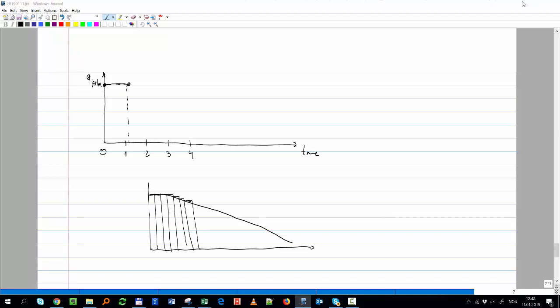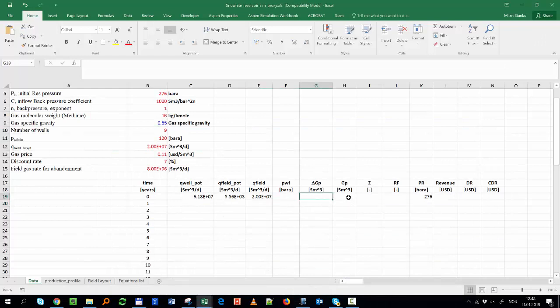Then I can calculate how much I have produced. When I start the field, nothing, right? GP is zero. How much I produced in that year, in the first year? Let's make a formula: it will be this rate, assuming it's constant throughout the year, times this year minus this year, multiplied by, remember the units, what I told you before, the units are not the same. So how do I convert from year to day?